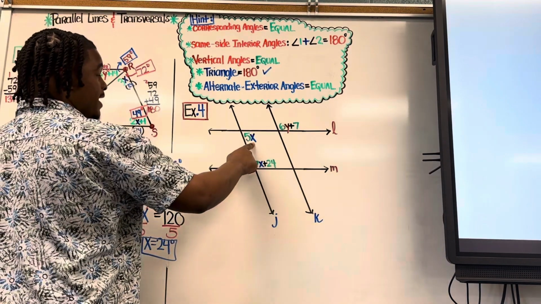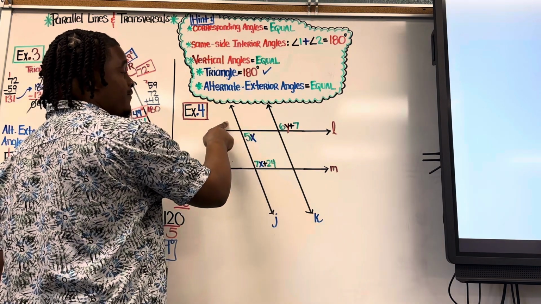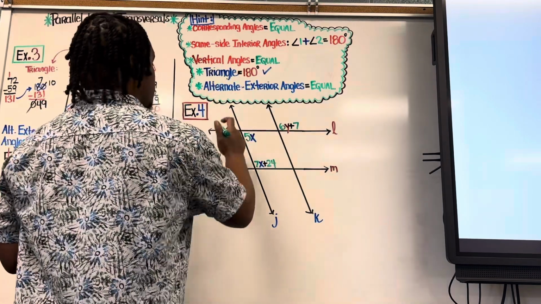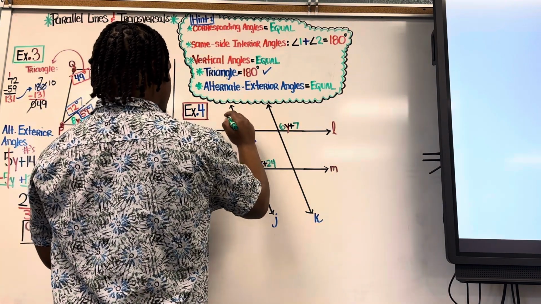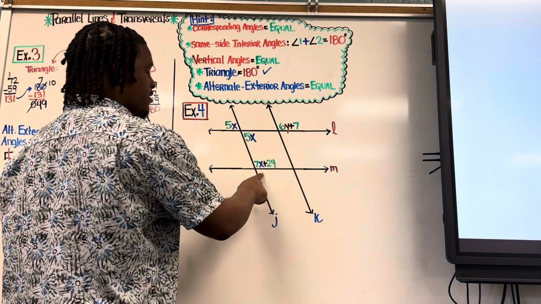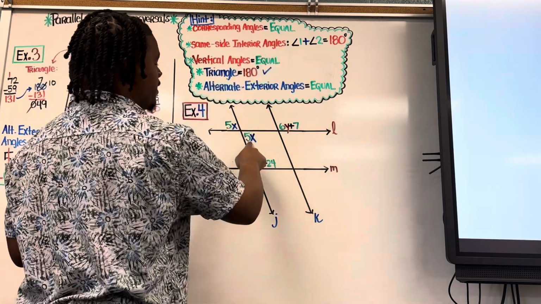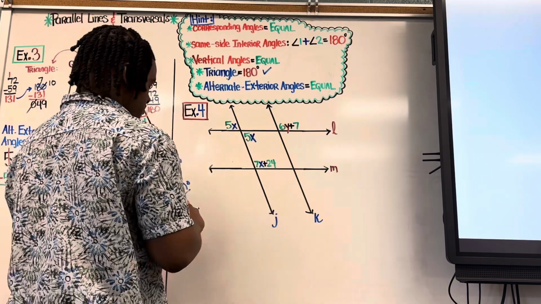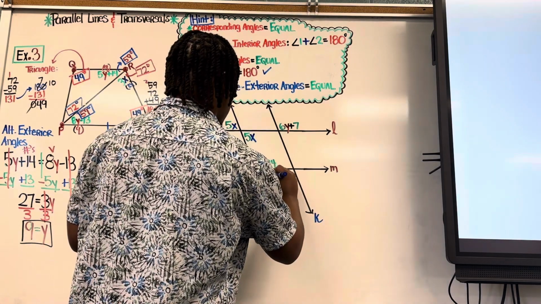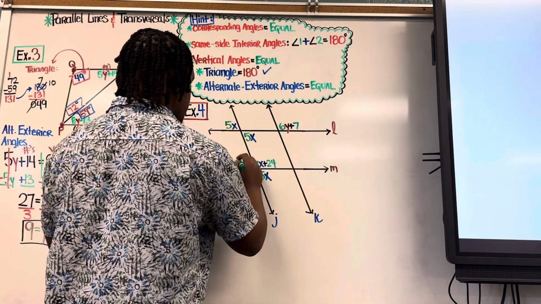This angle right here is 5x. If this angle is 5x, then this angle is 5x because these two angles are vertical, and we know that vertical angles are equal. So I can also put 5x right here. Also, I can put 5x right here because this 5x and this angle are corresponding angles, meaning that they are equal, meaning that they sit in the same position. And then, of course, this angle is vertical to this angle, so this angle will also be 5x.